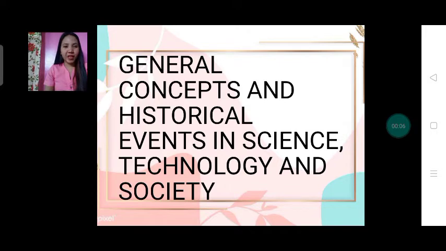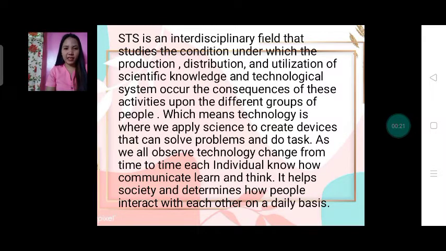I'm taking a Bachelor of Secondary Education major in Filipino, and now I'm going to report about general concepts and historical events in science, technology, and society and intellectual revolution. So first, let us define the STS.